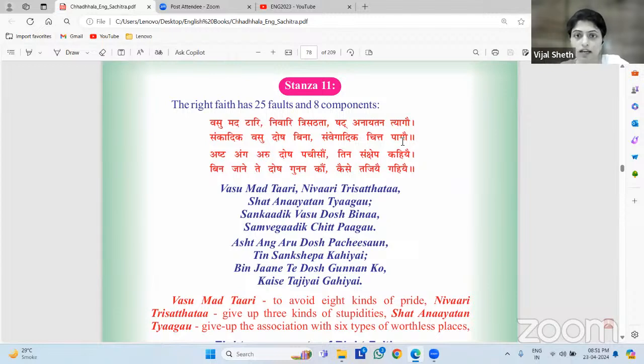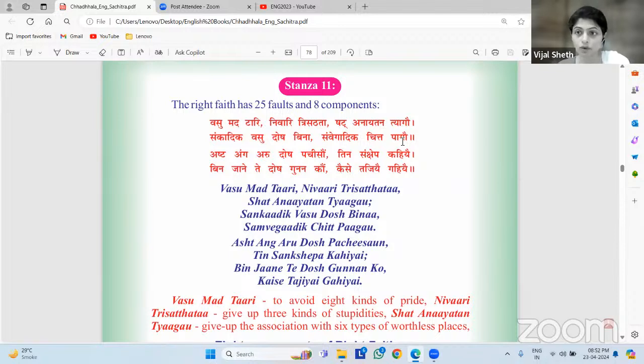Now, Samvega Dik Chit Pago. So there are four kinds of qualities. Samveg and so on. So samveg itself means the fear of the worldly cycle, fear of births and deaths, and fear of transmigration. Now the one who has understood the true nature of dharma and the nature of the soul is afraid of falling back into the cycle of transmigration. This is known as samveg.